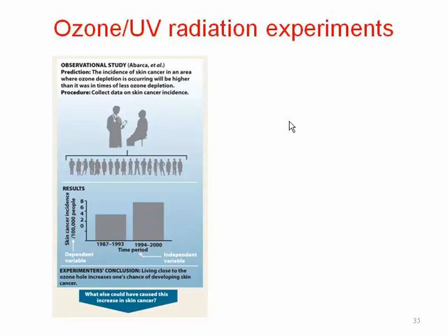And what they found is that with increased exposure to more radiation in that period, in those populations there was a higher incidence of skin cancer. And the experimenters concluded that living close to the hole in the ozone layer near the Antarctic increased one's chances of developing serious skin cancer.